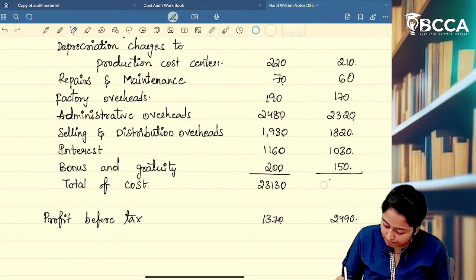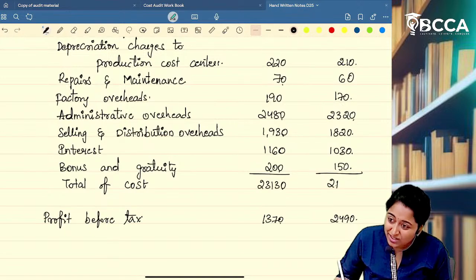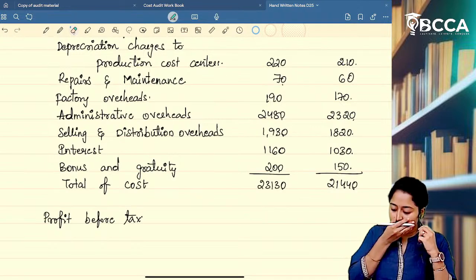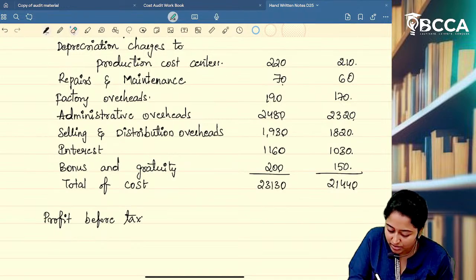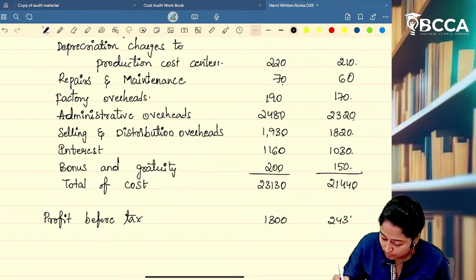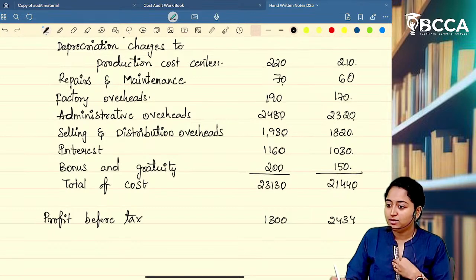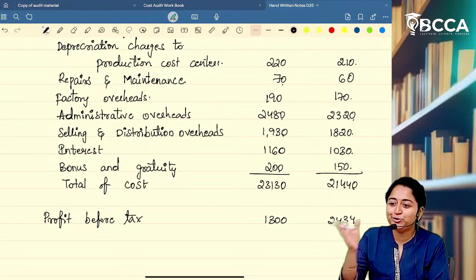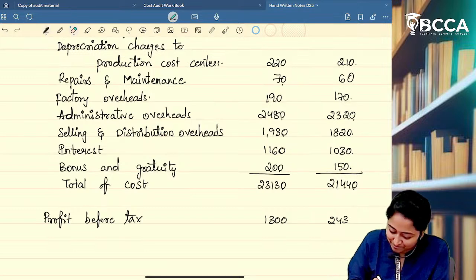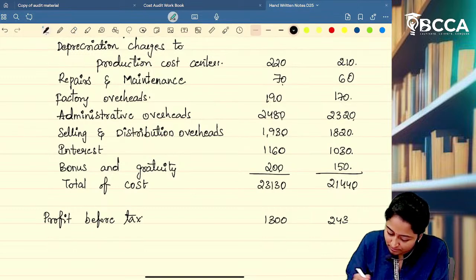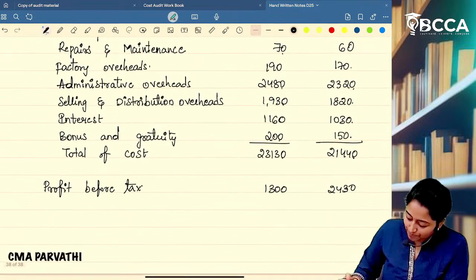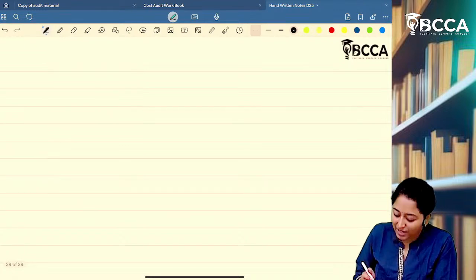Here, 2-1. Here, 1300, 2434. Okay? 430, 230, 330. 430. Okay? Clear? Now, second, we'll do the statement for value addition.